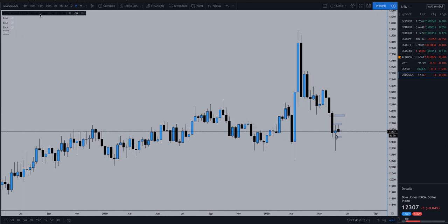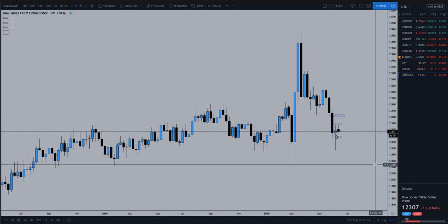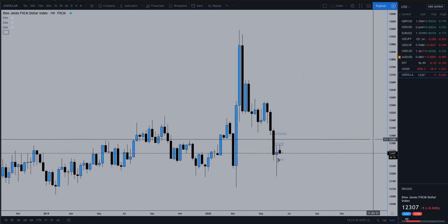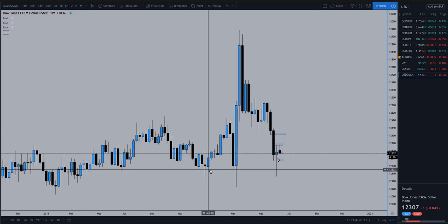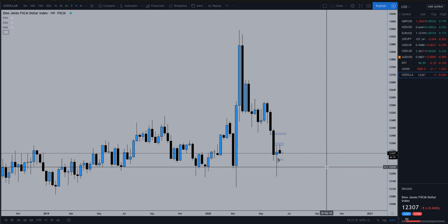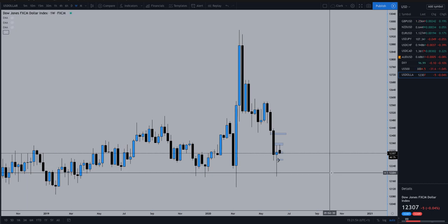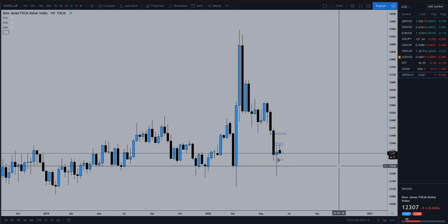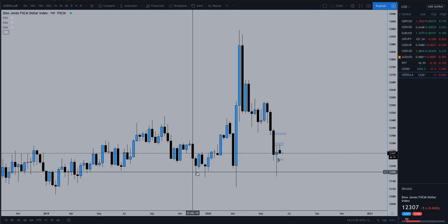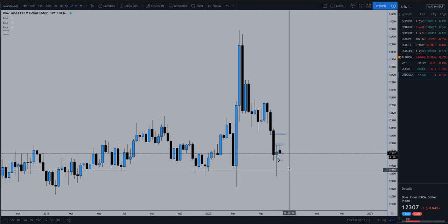All right, looking at the weekly dollar, we can already tell right away. Wick, wick, wick, wick, wick, wick, wick. 4 wicks into this area, 122. 122, 4, 122. Okay, so that's a strong area of support. All right, we've rejected hard.